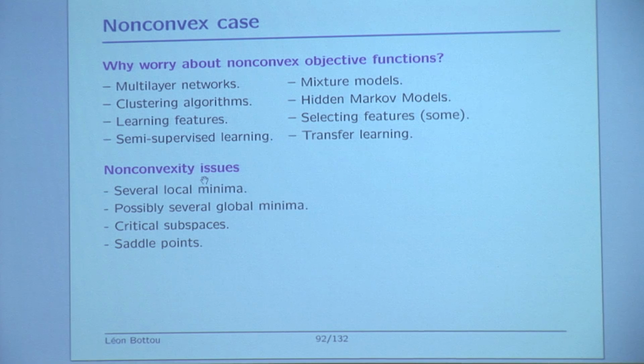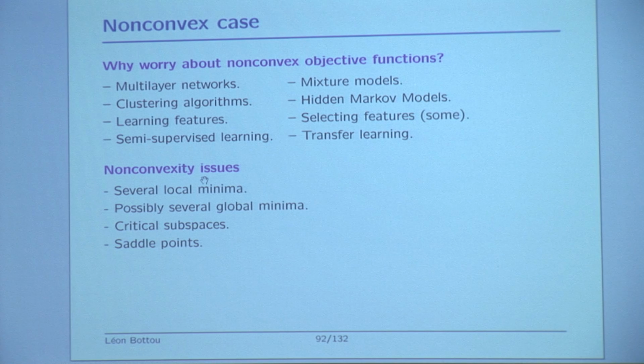So we have to live with it. And it's true that the theory for convex optimization is a lot more developed than the non-convex one, but the problems we want to deal with and the ambitions we have force us to deal with non-convex problems.